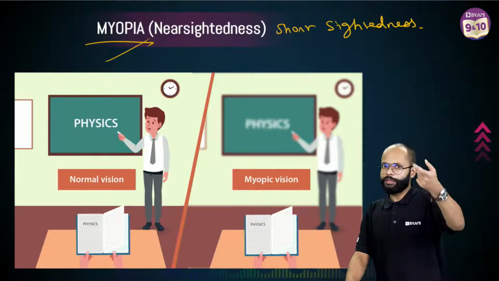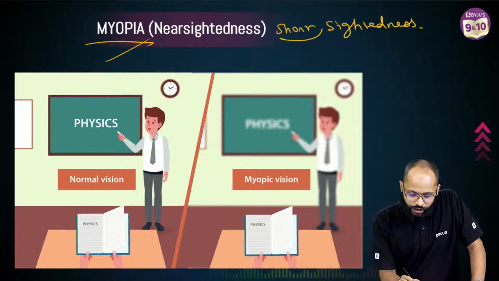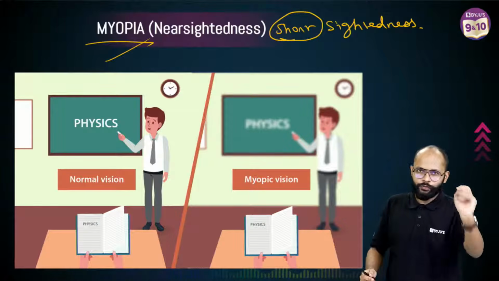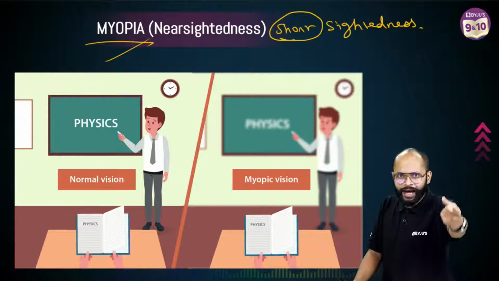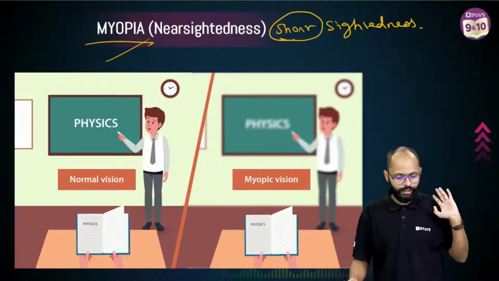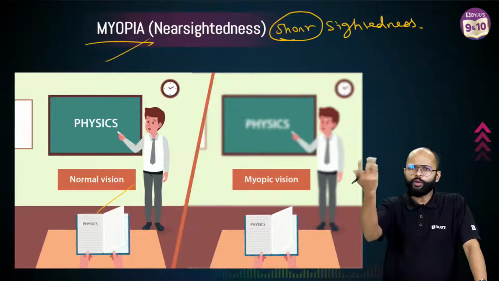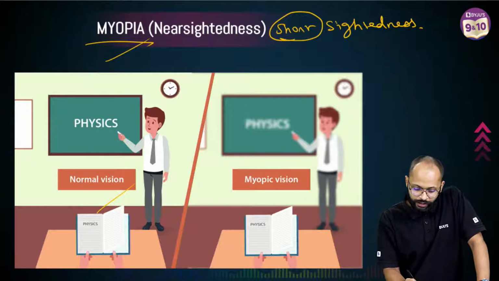Myopia is short-sightedness and near-sightedness. It works the opposite way. If you are saying short-sightedness, it means short is okay, long is a problem. If you are saying near-sightedness, near objects are okay, far ones are a problem. This is for a normal eye; for a normal eye both are fine, near or far, I don't care. But for a myopic person, near objects are fine, far objects are a problem.